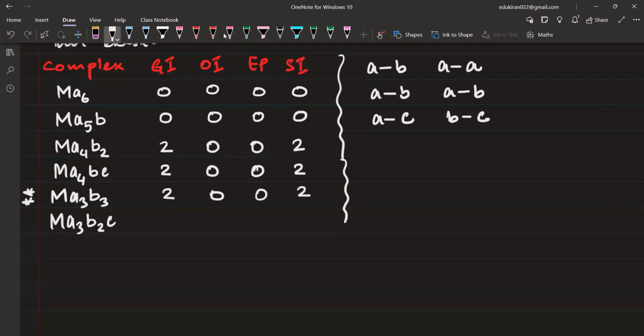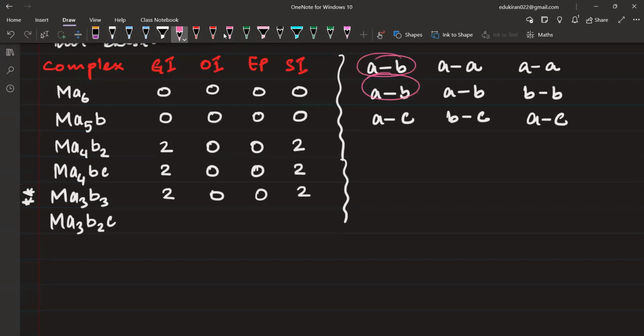See, we are having two B, so B and B have never been opposite so far. So we can have A opposite to A, B opposite to B, and what else is remaining? A opposite to C. So these are the three cases in which we can have geometrical isomers. Right? Now let us look at optical isomer.